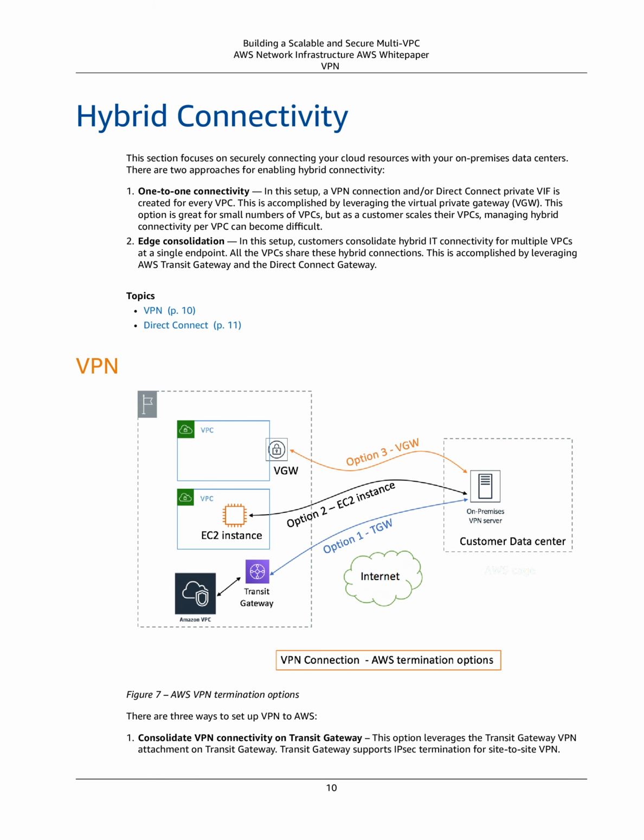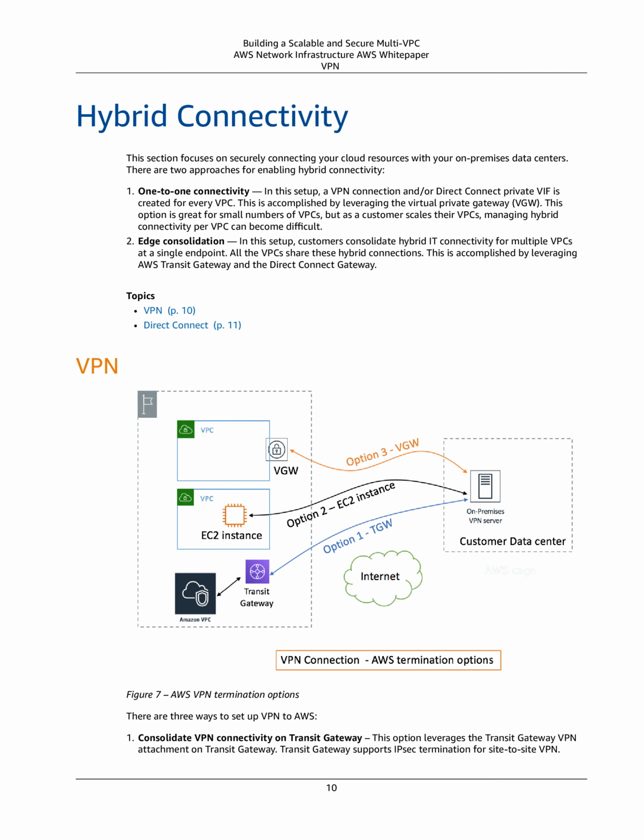Hybrid connectivity. This section focuses on securely connecting your cloud resources with your on-premises data centers. There are 2 approaches for enabling hybrid connectivity. 1. One-to-one connectivity. In this setup, a VPN connection and/or Direct Connect private VIF is created for every VPC. This is accomplished by leveraging the Virtual Private Gateway, VGW.